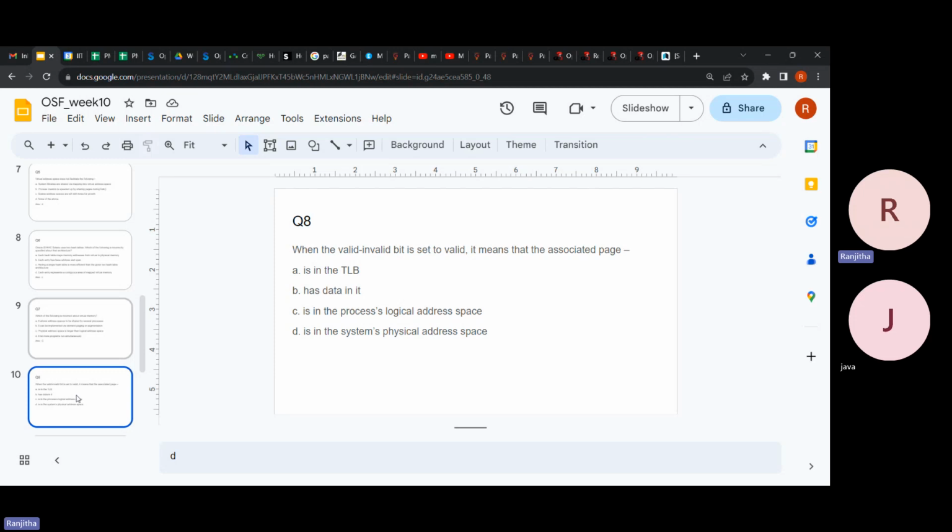Next question. When the valid-invalid bit is set to valid, it means that the associated page is in the TLB, has data in it, is in the process logical address space, or is in the system's physical address space. So when we set the valid bit to 1, it implies that the page is available in the physical address space. So here the option is D.